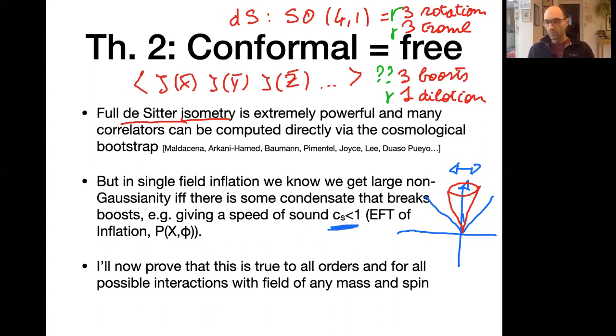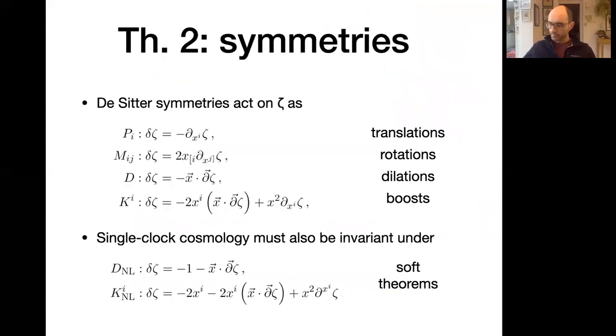This suggests that if you want to get something interesting, you have to break boosts, meaning you cannot use the scalar isometries to compute it. So here we are promoting this simple observation to a theorem that is valid to all orders, for any possible interaction, for any possible field, any number of fields of any mass and any spin. And the proof is relatively simple, conceptually at least.